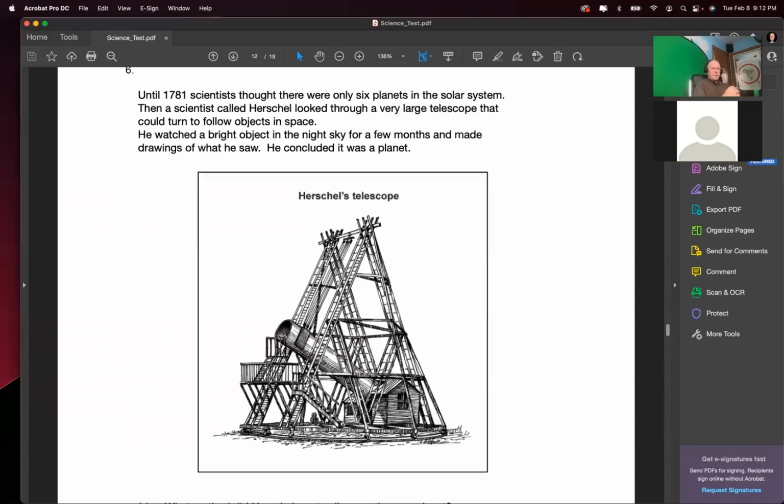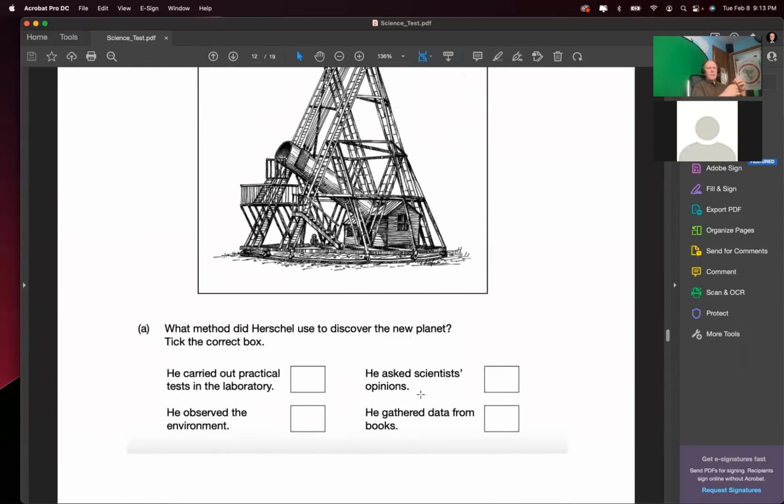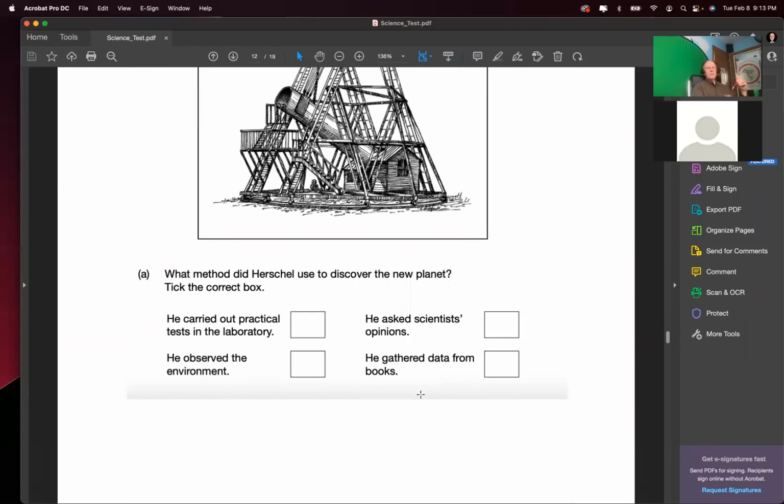Until 1781, when Uranus was found, scientists thought there were only 6 planets in the solar system. Then a scientist called Herschel looked through a very large telescope that could turn to follow objects in space. He watched a bright object in the night sky for a few months and made drawings of what he saw. He concluded it was a planet, and there's his telescope. What method did Herschel use to discover the new planet? Tick the correct box. Your choices are: he carried out practical tests in the laboratory, he observed the environment, he asked other scientists' opinions, and he gathered data from books.